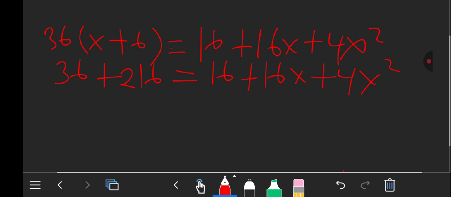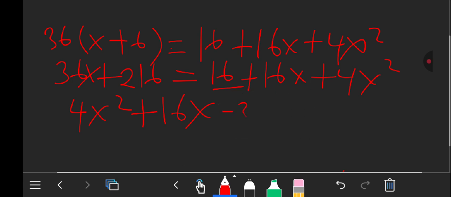So what we need to do here is make a quadratic equation. We take everything to this side. So let's form a quadratic equation. We're going to have 4x squared, then plus 16x, then plus 16, then minus 36x, since it has x.